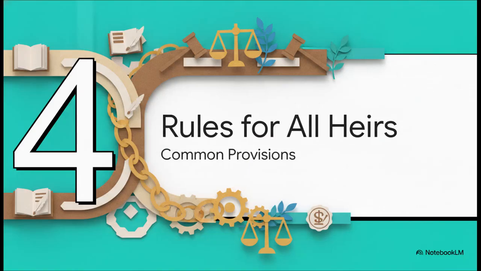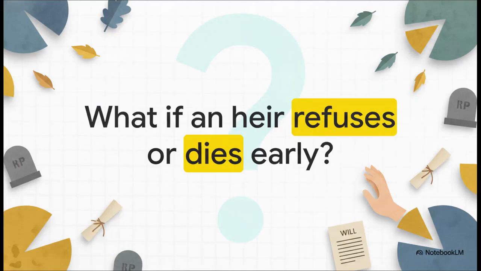Let's look at part 4, rules for all heirs. These are the common provisions found in Articles 1015 through 1105. Now, this brings up a super fascinating practical issue about capacity. Generally speaking, you have to be alive at the exact moment the succession opens to inherit anything.